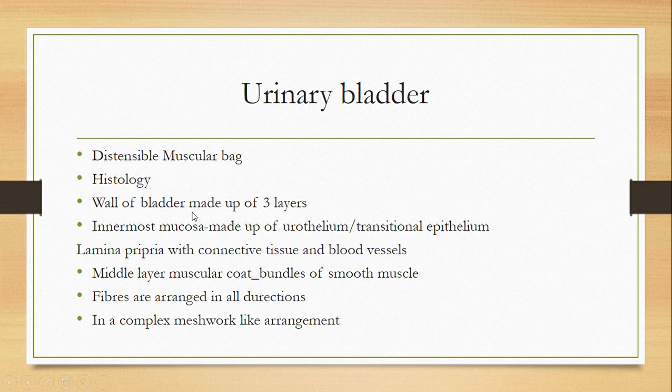The wall is like the ureter. The wall of the bladder is also made up of three layers and lined with the urothelium, same like the ureter. The innermost mucosa is made up of urothelium or the transitional epithelium, and the lamina propria with the connective tissue and blood vessels. The middle layer is the muscular coat, which is formed with bundles of smooth muscle, and the fibers are arranged in all directions in a complex meshwork-like arrangement.